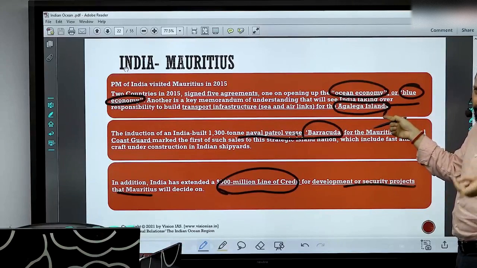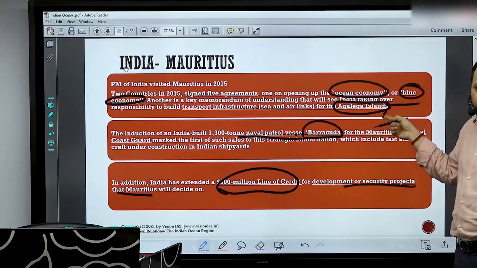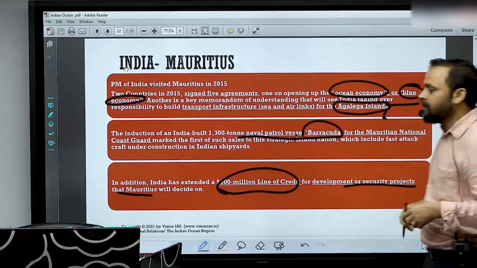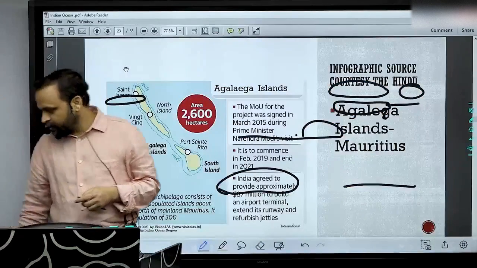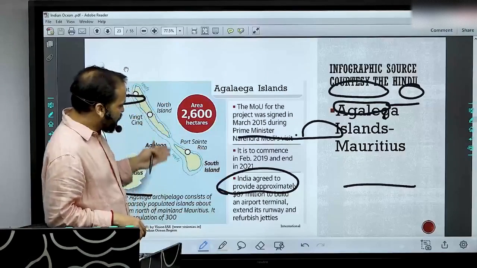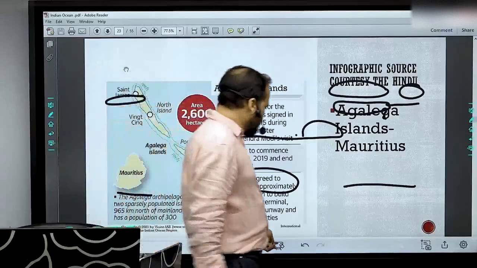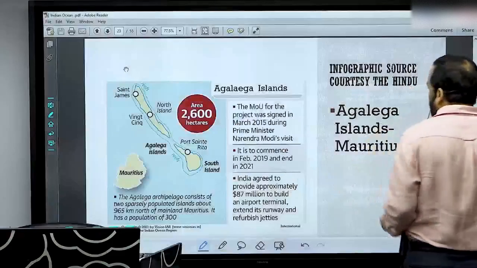So from the perspective of the examination, the question can be: Agalega Islands, recently in news, is located in, all right? Where is it located? Mauritius, right? Let's move on. Let's look at the Agalega Islands. These are very small islands. Here India is building maritime infrastructure, right?